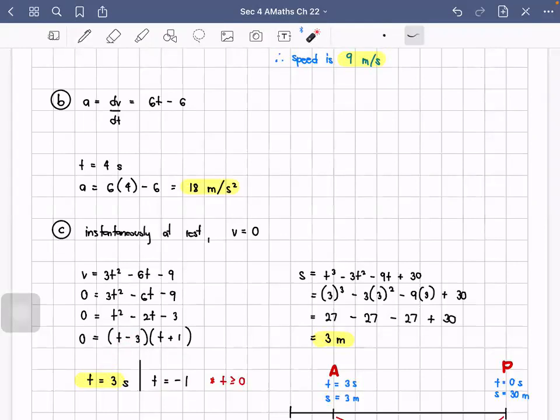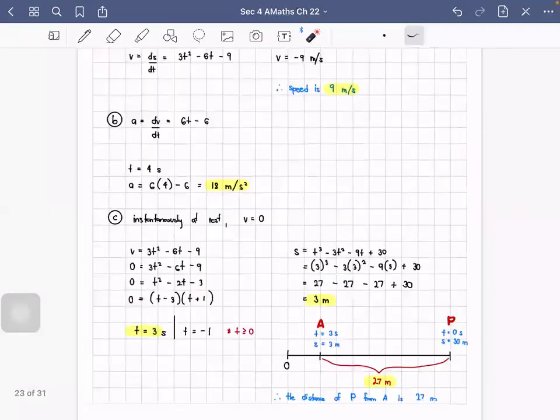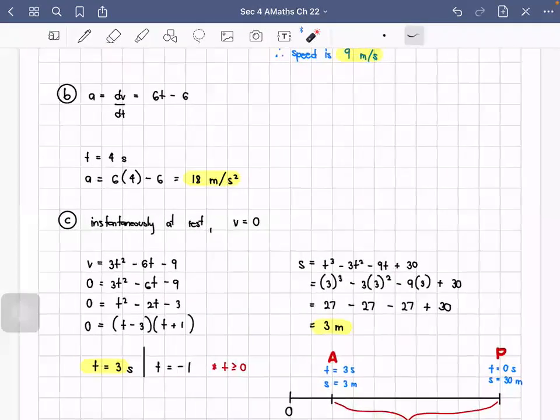So the particle turns around at the 3-second mark. So the question here, class, for letter C is we need to find the distance, right? Finding the distance is the same as finding its displacement. So using the displacement function, just plug in 3 seconds in this function, and then you will get 3 meters. But 3 meters is not the answer right here.